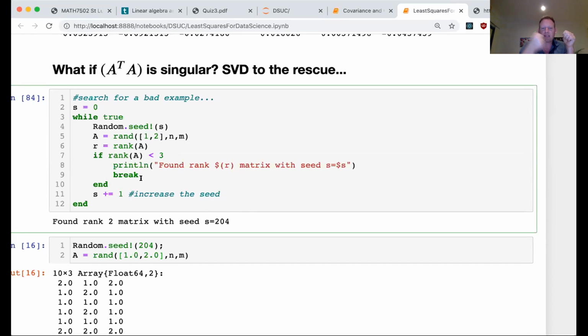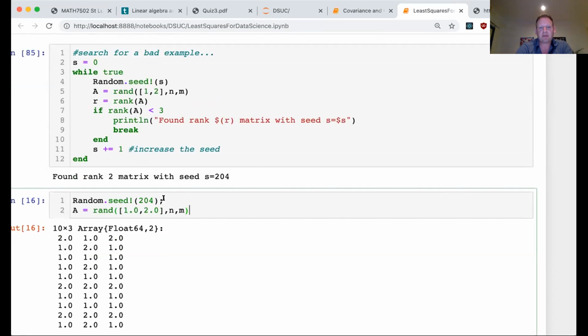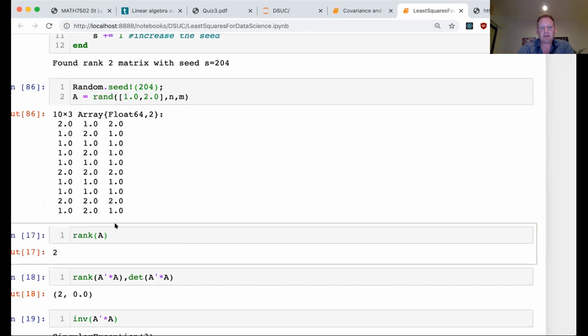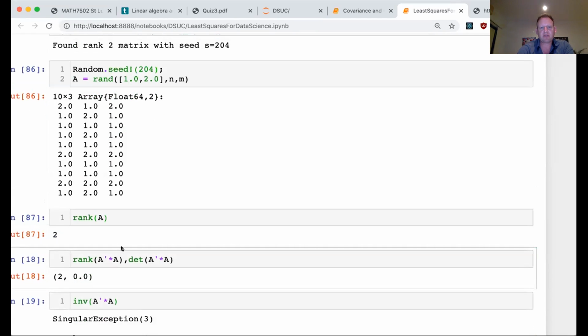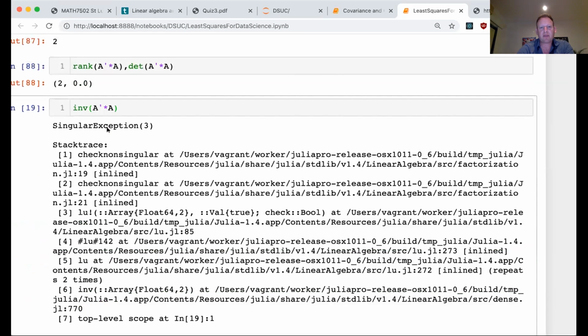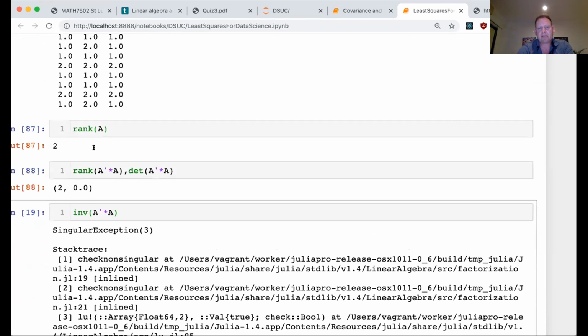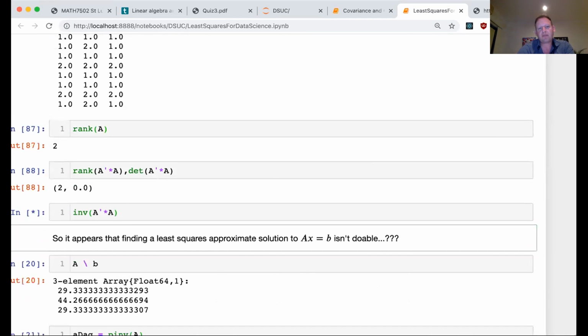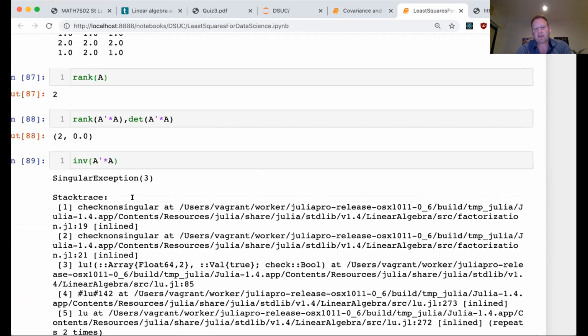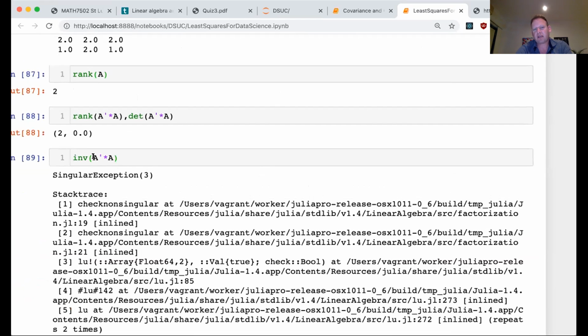But the good thing about this is that now this is reproducible. It's as though we have the CSV file for the matrix. Okay, so if we do C204, we get this matrix, and indeed the rank of this matrix is 2. That means that the rank of A transpose A is also 2, and the determinant of A transpose A is 0. So if we try to do the inverse of A transpose A, we're going to get a singular expression because this matrix, this Gram matrix, is non-invertible.